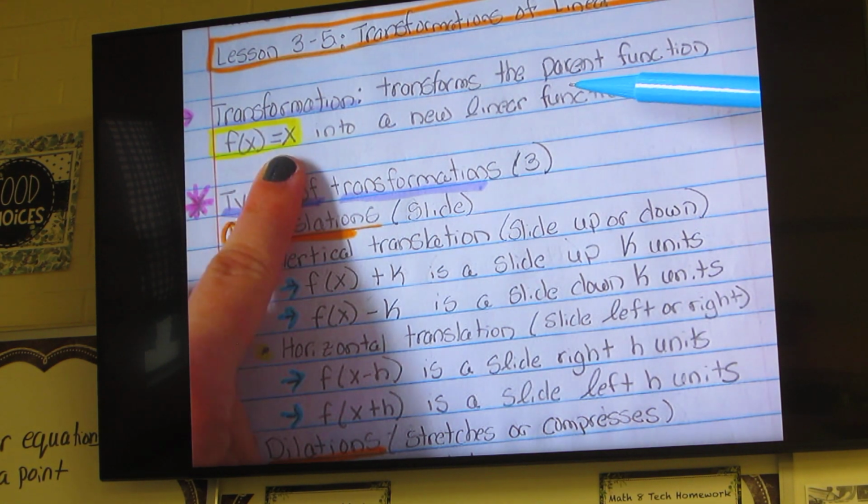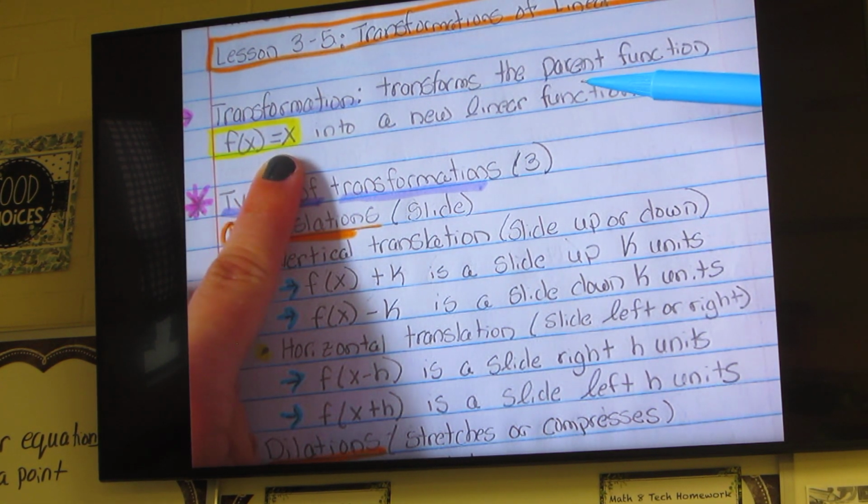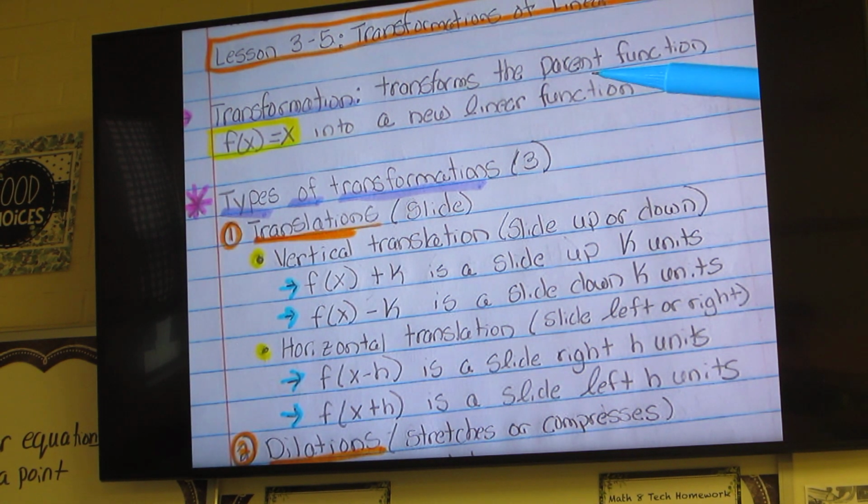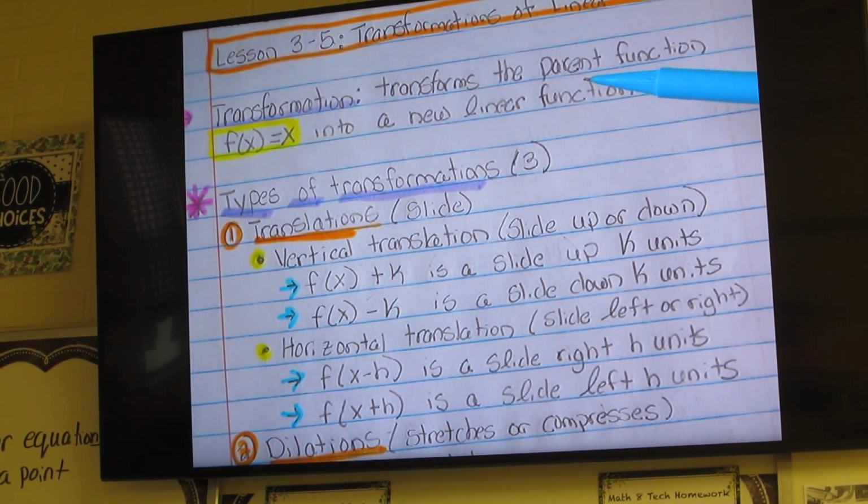So the main thing when we're talking about transformations to linear equations is that we're talking about how does it transform the parent function, which is f of x equals x, okay? A line that has a slope of 1 that goes through the origin. So what have you done to the function to obtain your new function? And there's 3 options for that.